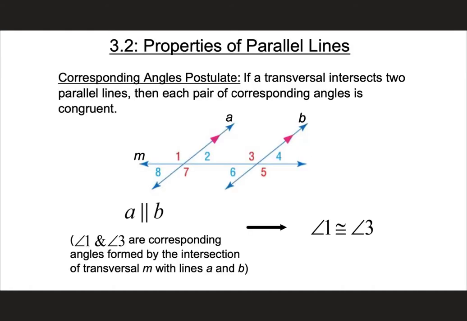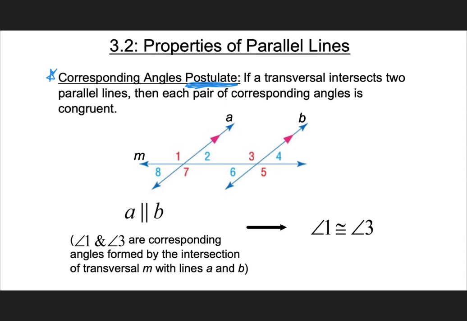Let's get started. One of the first of these properties is the corresponding angles postulate. This is a huge one, both when it comes to general solving of math problems and proofs. Because the corresponding angles postulate is a postulate, it is something that we accept to be true, and we don't have to prove it. Therefore, it just shows up a lot. This one states that if a transversal intersects two parallel lines, then each pair of corresponding angles is congruent.